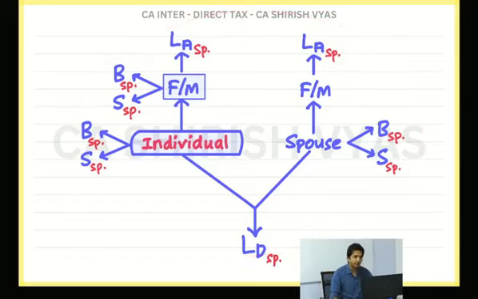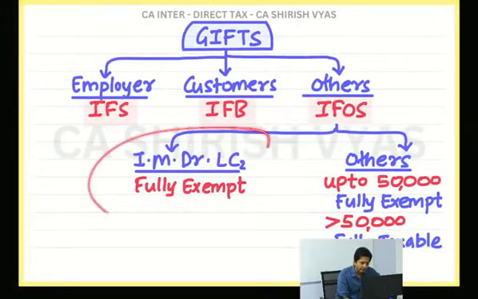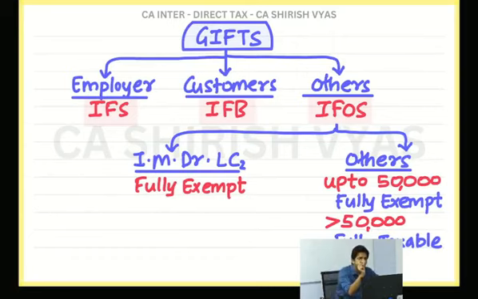So this is a relative. What to do with this? Anyone from here gives you a gift, take it. It is exempt, irrespective of the size of the gift. See, I am Doctor: gifts are completely exempt. But for other gifts, you have to see the size. Up to 50,000, exempt. More than 50,000, fully taxable. Even if it is 51,000, the full 51,000 is taxable.